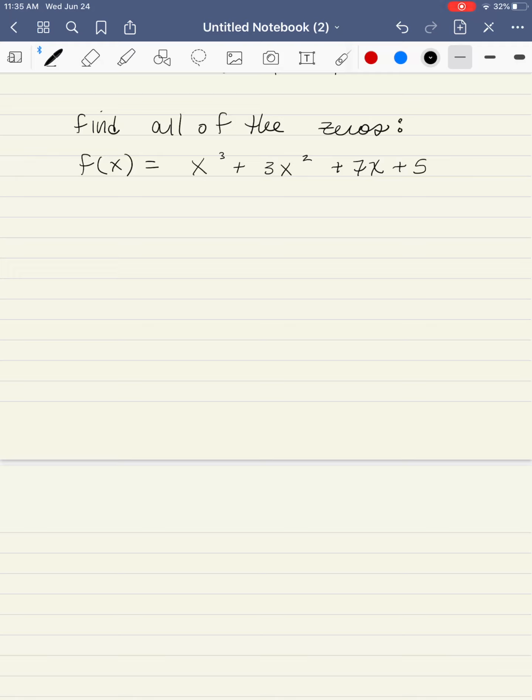And if I glance at that really quickly, I think, can I use factoring by grouping? If I pull out an x squared, I'm left with x plus 3. And then on the second two, I'm left with 7x plus 5. That doesn't match, so I cannot use factoring by grouping. So I'm going to have to use the possible rational zero theorem and synthetic division.